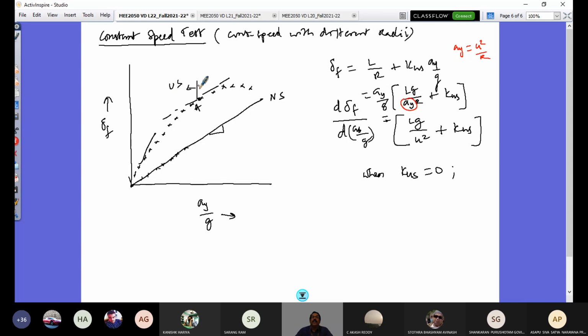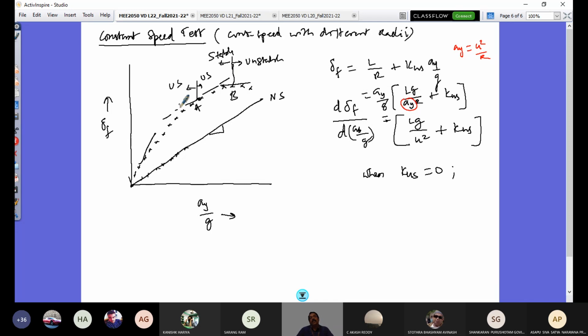Something above this is oversteer behavior, because after this point the slope is smaller than this slope, and that can happen when KUS is negative, subtracted from this. So see here, that slope is going to be 0, and that point is very important and critical, called point B. You see till here it is stable, and this is an unstable state.